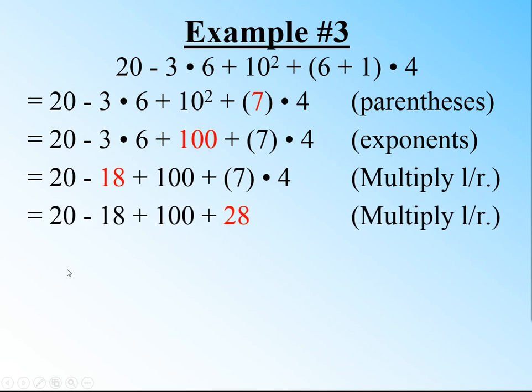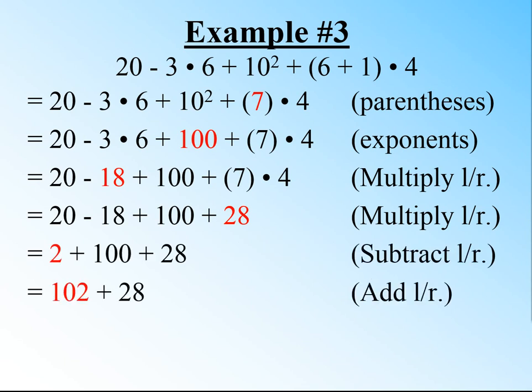now it's easy. Now we got it down to just a string of terms that are being added and subtracted, so we just take care of it. 20 minus 18? 2. Oh, I think you got negative 2 there, didn't you? That's what it was. 2 plus 100, 102, plus 28, 130. I see how you got it. You just got negative 2. Yeah. Okay, make sense?